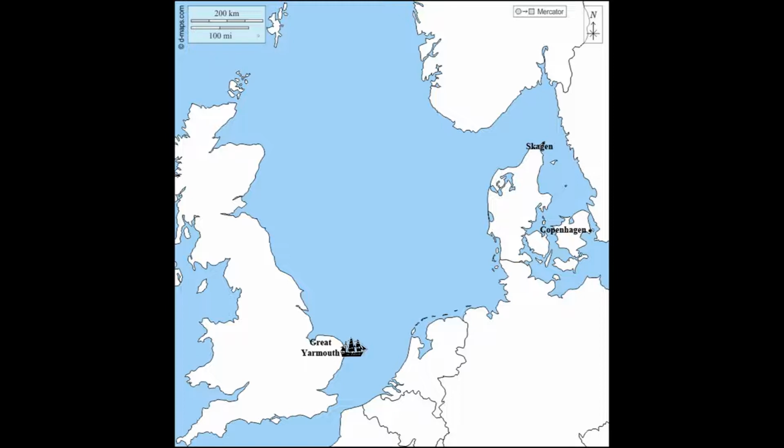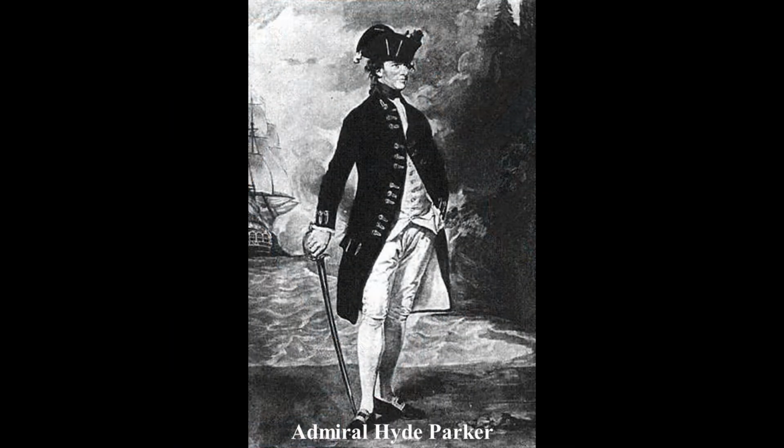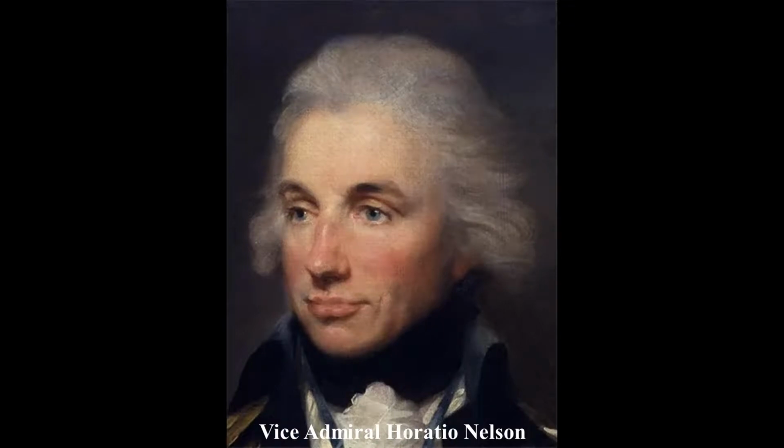If the Russian fleet joined with the Swedish and Danish fleets, the combined fleets would form a formidable force of up to 123 ships of the line. The British fleet was under the command of Admiral Hyde Parker, with Vice Admiral Horatio Nelson as second in command.